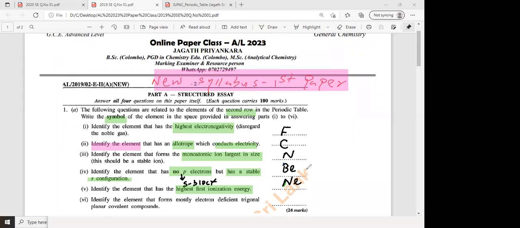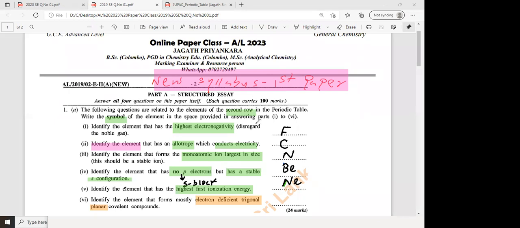Next one, identify the element that forms mostly electron deficient trigonal planar. So this is a good question. Highlight here, electron deficient trigonal planar. Right, let's see. Dinati correct, Abdur correct, Tisat correct, Chaniti correct, Siluni correct. Very good. Who didn't post the answer? Abdur, Dinati, okay. Right. Very good.